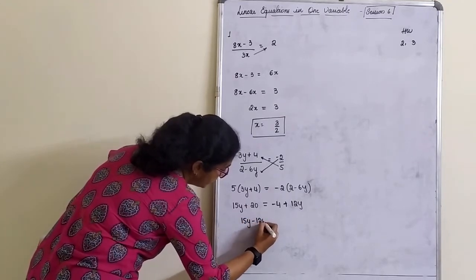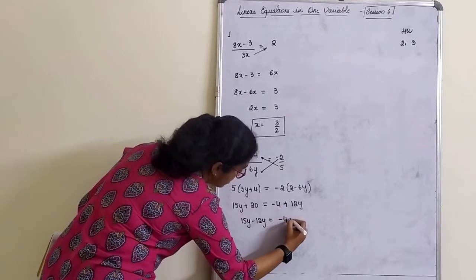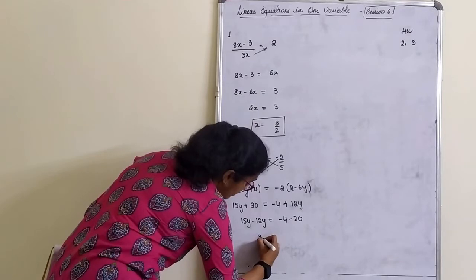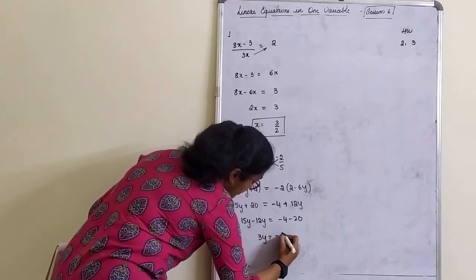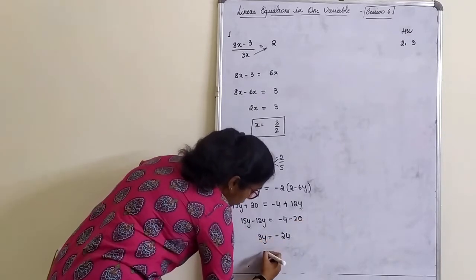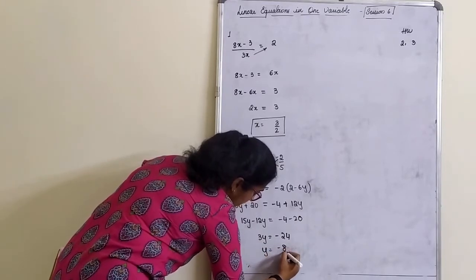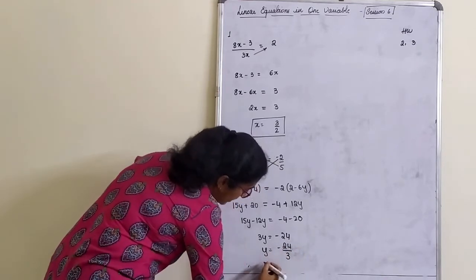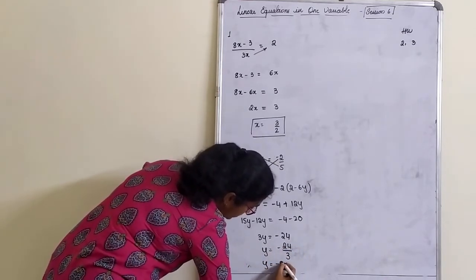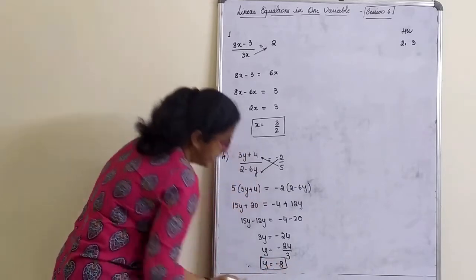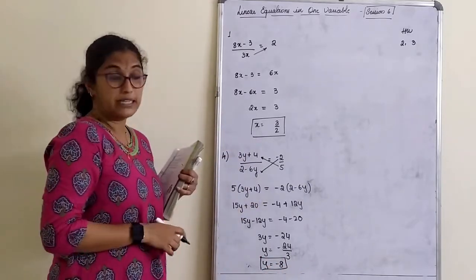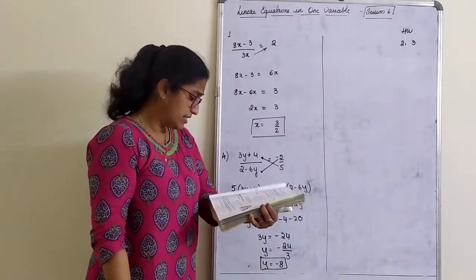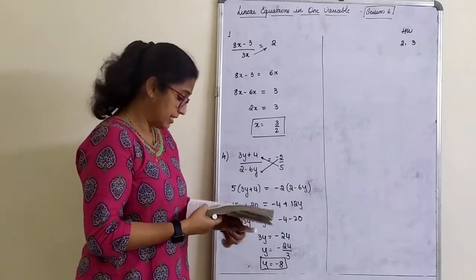15y minus 12y is equal to minus 4 minus 20. 15 minus 12 is 3y, minus 4 minus 20 is minus 24. So y is equal to minus 24 by 3, and y is equal to 3 1s are 3, 3 8s are 24, minus 8. So y is equal to minus 8. It's a very small exercise, children. It is hardly, now 3 more sums remaining in this exercise.